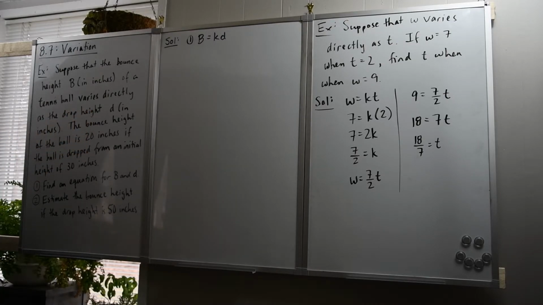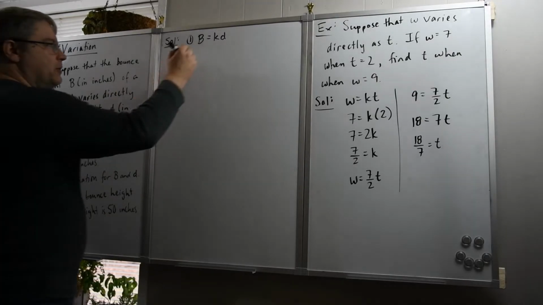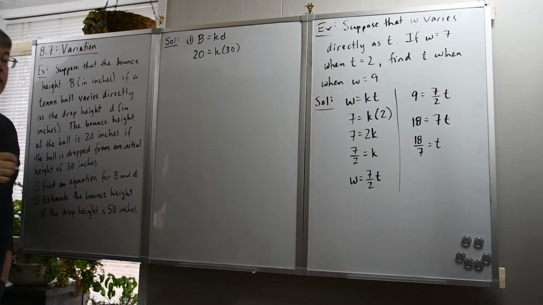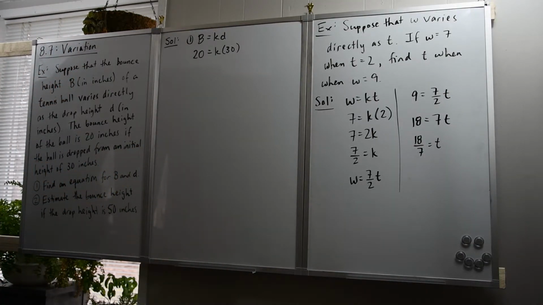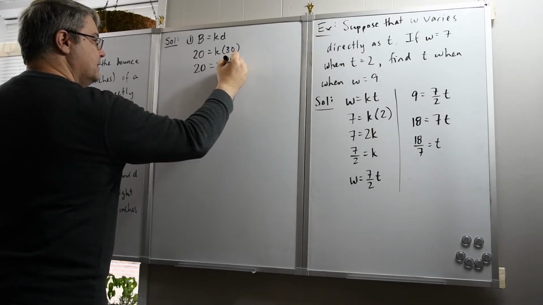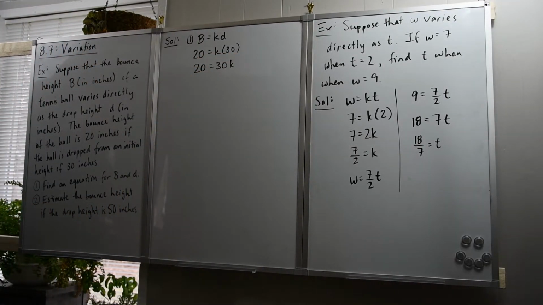It says the bounce height of the ball is 20 inches if the ball is dropped from an initial height of 30 inches. Okay, well, remember the bounce height is B, so if we know that B is equal to 20, then we know that D is equal to 30. That means we would plug in 20 for B, we will plug in 30 for D, and if you'd rather have that right side listed as 30K, no problem, that works.